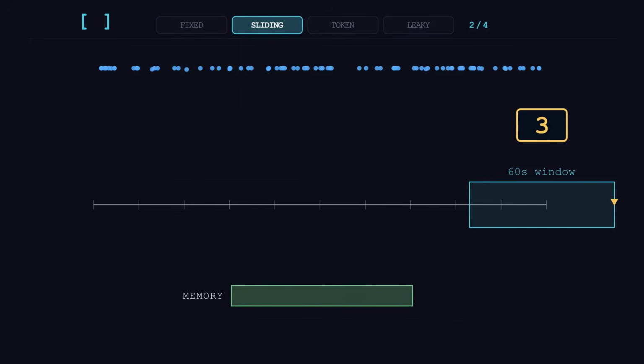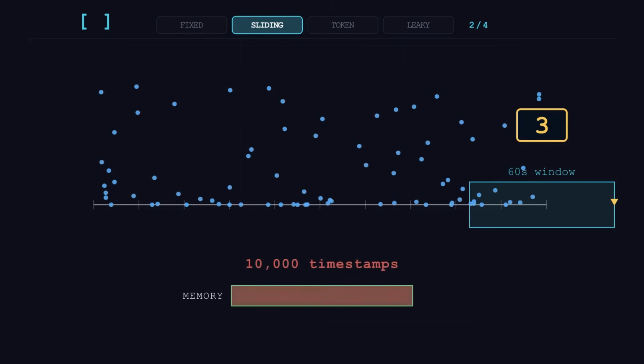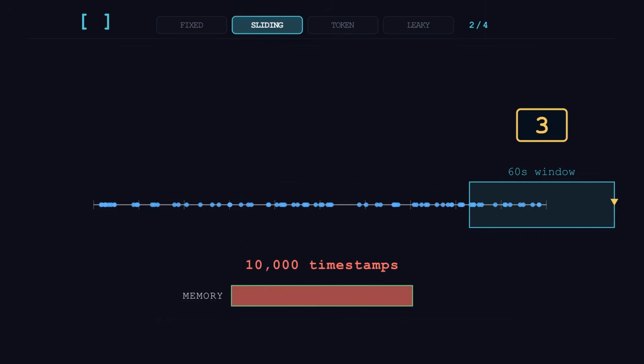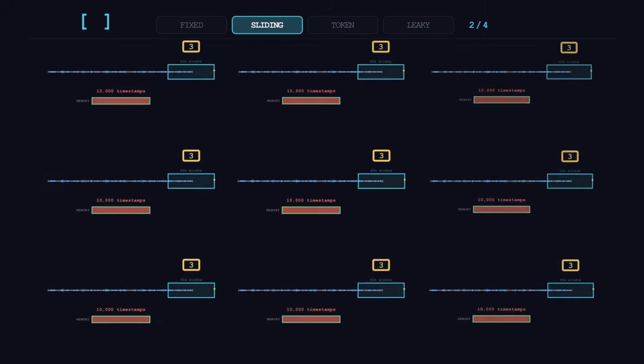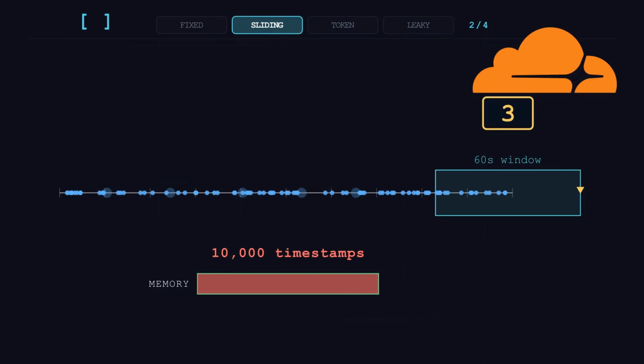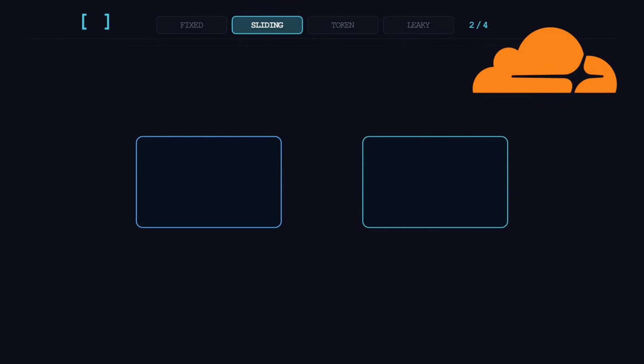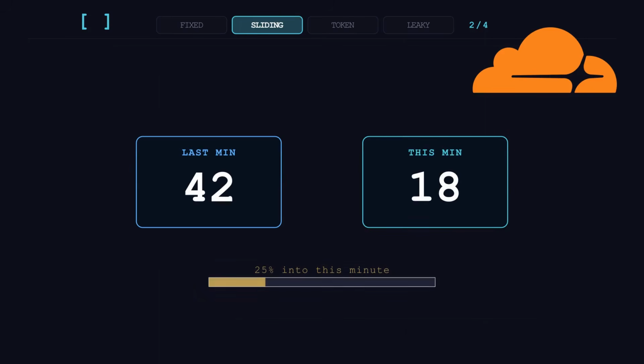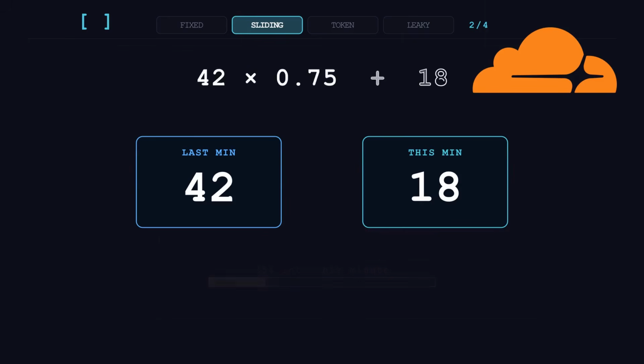Exactly expensive. A client at 10,000 requests per hour carries 10,000 timestamps in memory. Multiply by every client you have. Cloudflare picked an approximation instead. 2 numbers per client. Last minute's count. This minute's count. Weight the old one by how far you've slid into this minute. 42 last minute. 18 so far, a quarter through. 42 times 3/4 plus 18. Call it 49.5. It's not exact.